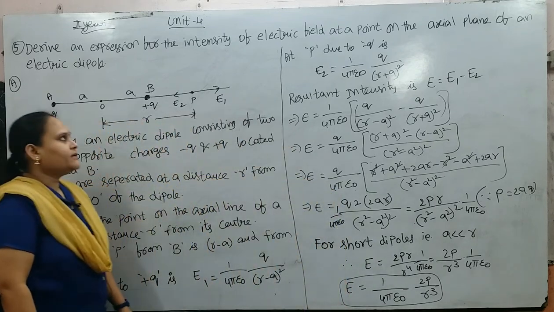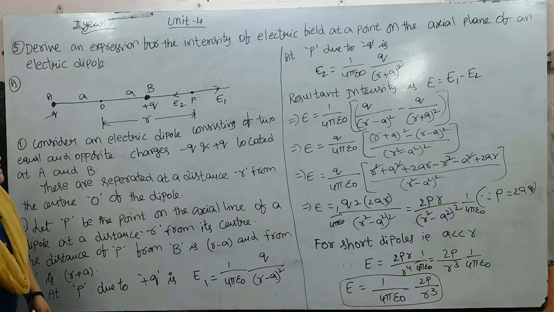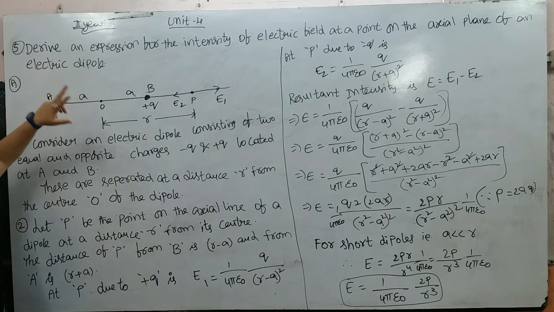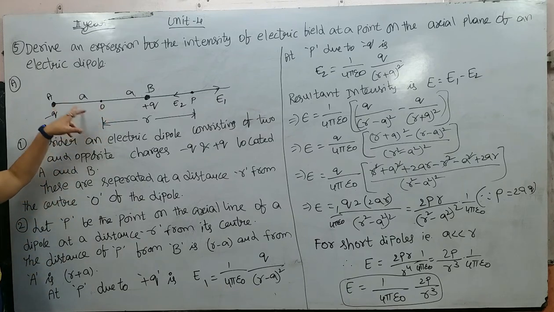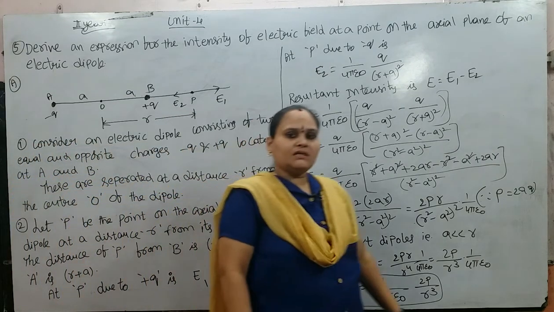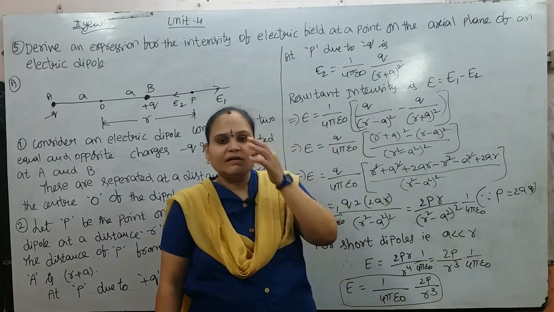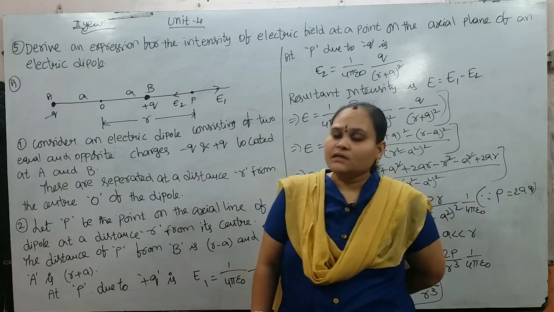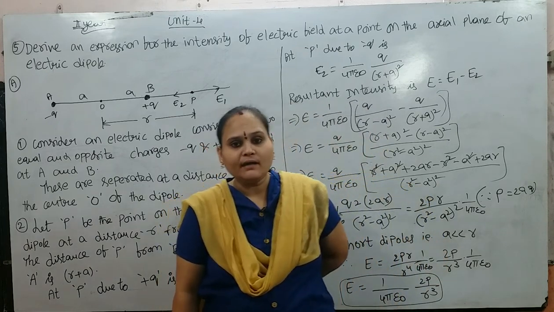Once more I will repeat it. We can find the expression for the intensity of an electric field at a point on the axial line of an electric dipole. First we consider an electric dipole plus q and minus q, placed at points A and B, and the center of the dipole is O, and consider a point P. The distance from the center of the dipole to point P is r, and the distances OB and OA are a. Now the electric field intensity at point P due to B is E1 equal to 1 by 4 pi epsilon naught q by r minus a whole square, and due to A, E2 equals 1 by 4 pi epsilon naught q by r plus a whole square.